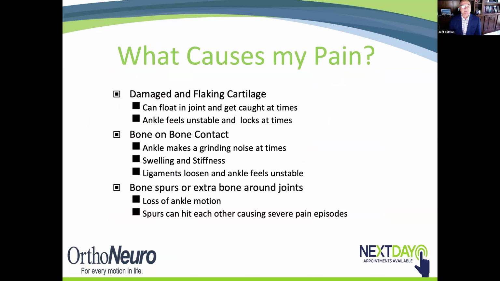The patient can have stiffness. It gives them a deep, gnawing toothache sensation at times. The ligaments themselves can loosen, which gives them a sense of instability. And with the bone spurs, they don't feel like they have the same motion. When they do get to the end of range of motion, it causes pain when the bone spurs collide against each other.